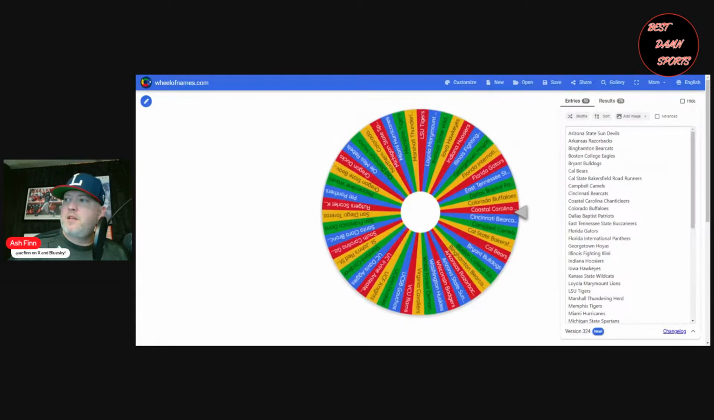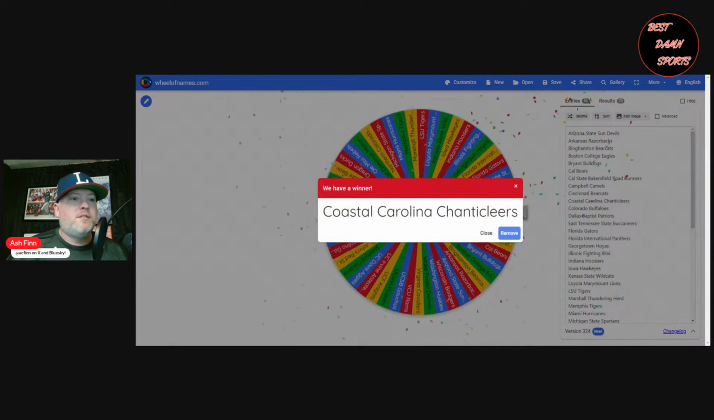And next up will be the Coastal Carolina Chanticleers. National champions in what, 2019, I think it was? Something like that. Yeah, sometime in the late 2010s, I believe, is when they won their national championship. And they are playing in the American Conference, so they will be picking number 5. Bam. Man, the American is moving right along now.